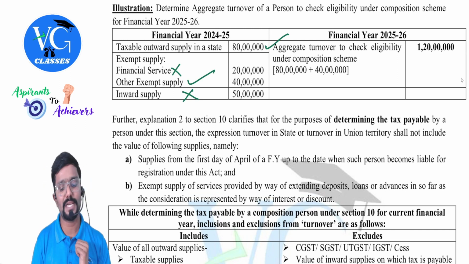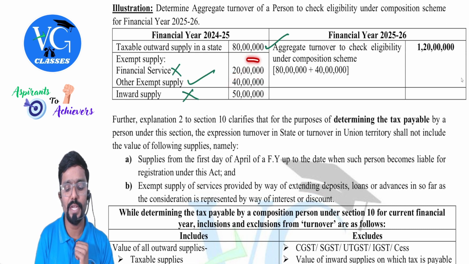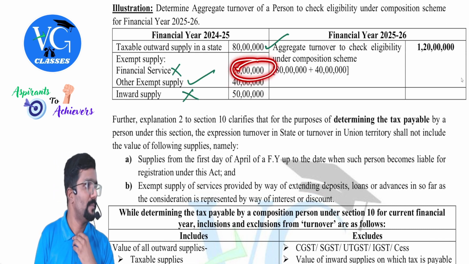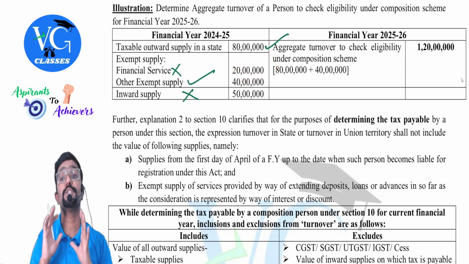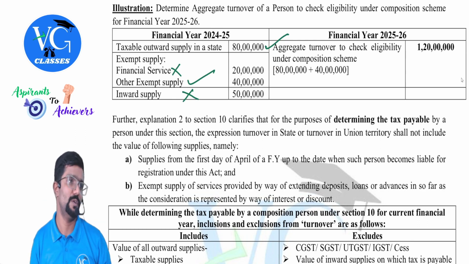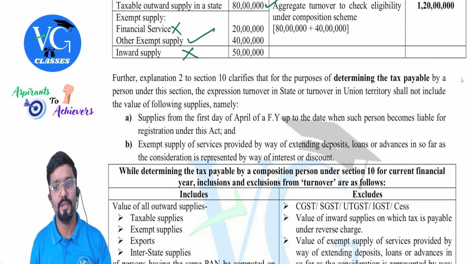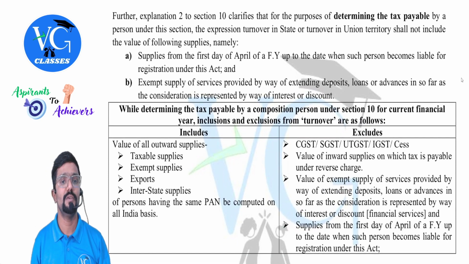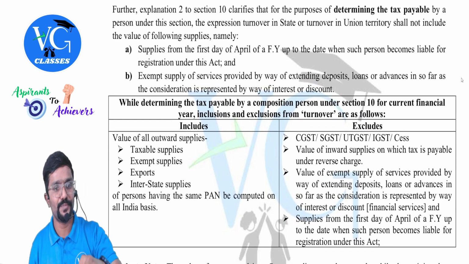So what I made you understand is that this 20 lakh we should not take. Please be careful. This is only as per Explanation 1 to section 10, which talks about calculating the aggregate turnover for eligibility, to check the eligibility. We have one more explanation. What is that one more explanation?